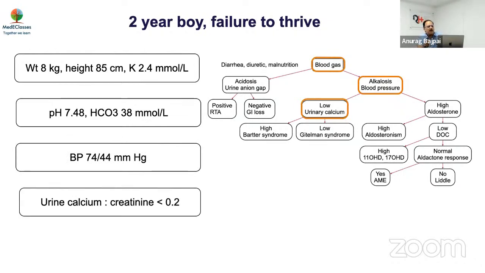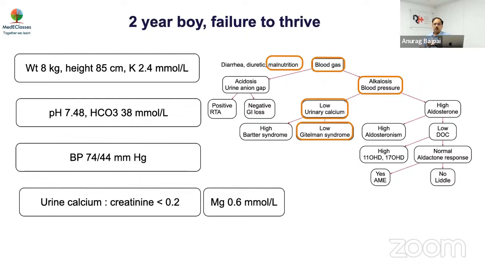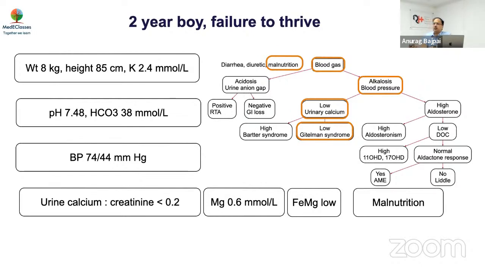And then we looked at urinary calcium, which was found to be low. So in this scenario of hypokalemic alkalosis with a normal blood pressure and a normal urinary calcium, the possibility of Gitelman syndrome was considered. But when we reach this scenario, we have to think of some other possibilities as well. We found that he had hypomagnesemia, again going more in favor of Gitelman syndrome. But very importantly, we have to exclude other causes, especially malnutrition, which will by far be the most common cause of this scenario. We found that there was a low fractional excretion of magnesium, suggesting that this was malnutrition.